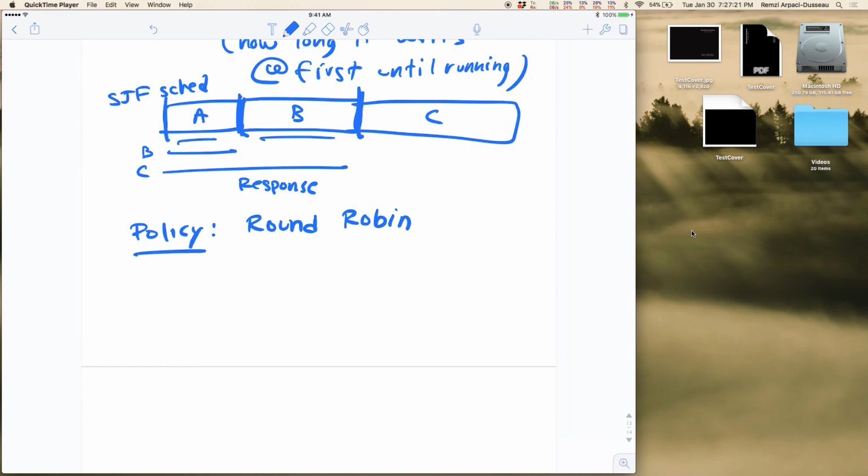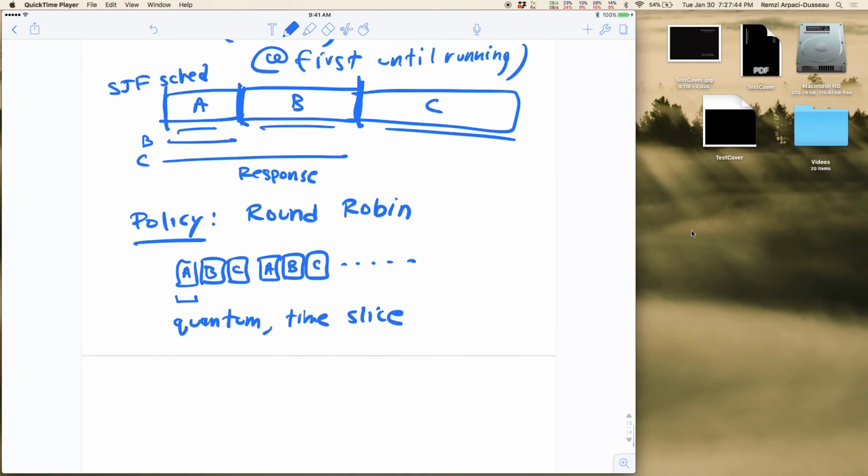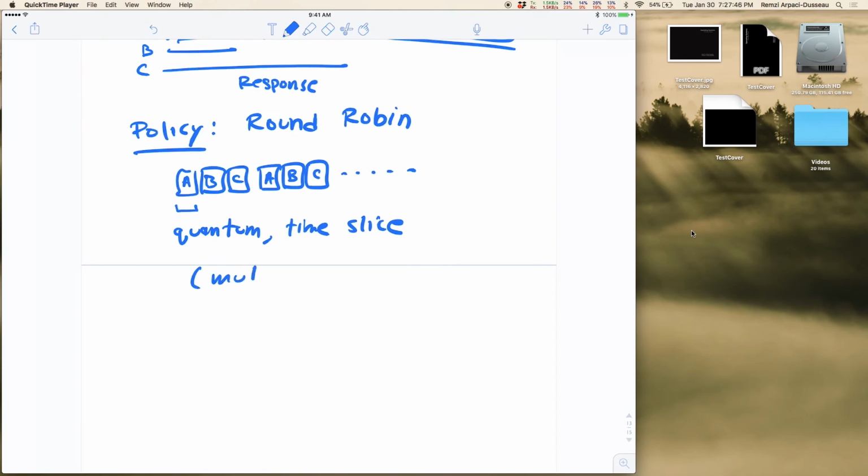Instead of running A to completion and B to completion and C to completion like we see up here, what we do is we run a little slice of A, then a little slice of B, then a little slice of C, and then we go back to A, B, C, etc. The length of time that we run one of these jobs, sometimes we call that a quantum for various reasons, or we sometimes call it a time slice. And you can think of this as some multiple of our timer interrupt period.